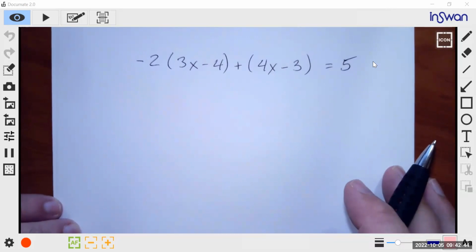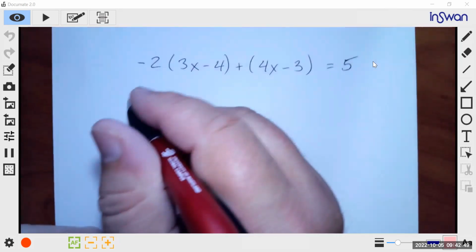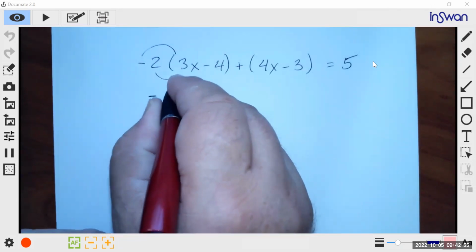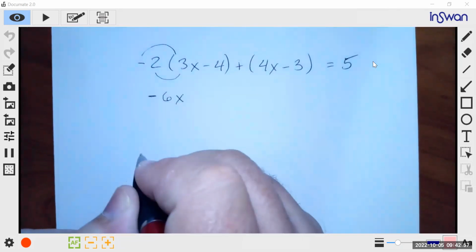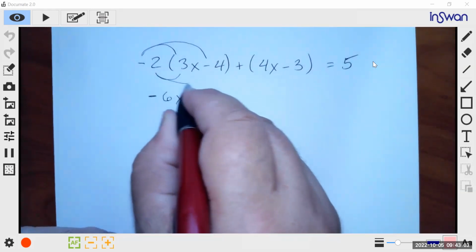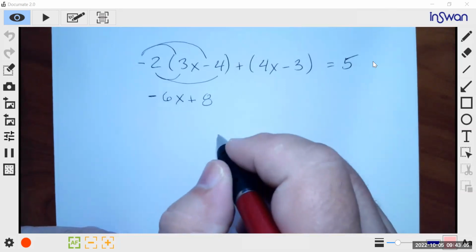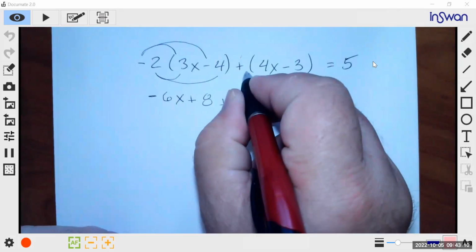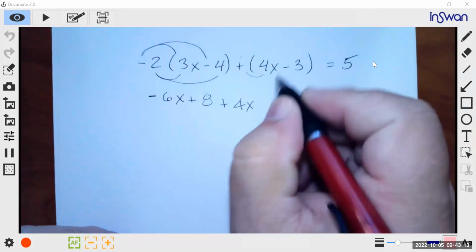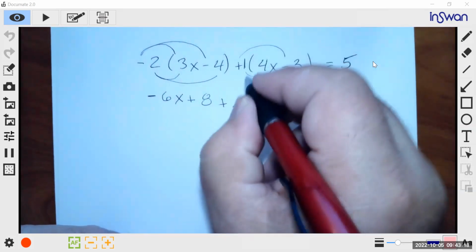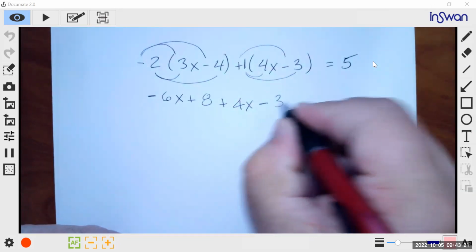First step, get rid of the parentheses. So in the first one, we have negative times positive is a negative. 2 times 3 is 6x. Negative times negative is a positive. 2 times 4 is 8. And positive times positive is a positive. 1 times 4 is 4x. Positive times negative is a negative. There's a 1 here. 1 times 3 is 3.